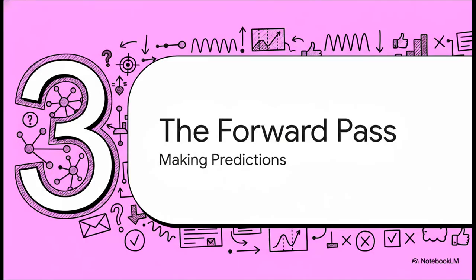Okay, let's break down that first part. In machine learning, this is called the forward pass. This is where our model takes its best guess and then has to take a hard look at its own performance. So how does it make a prediction, and maybe more importantly, how does it measure its own failure?